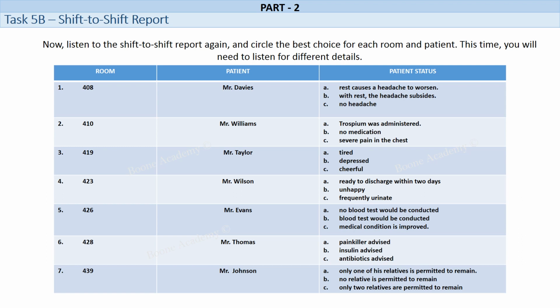Wilson, is improving day by day. Doctors are coming to meet the patient. He is going to discharge within 2 days. He is very happy about the recovery and is very cooperative with the staff.